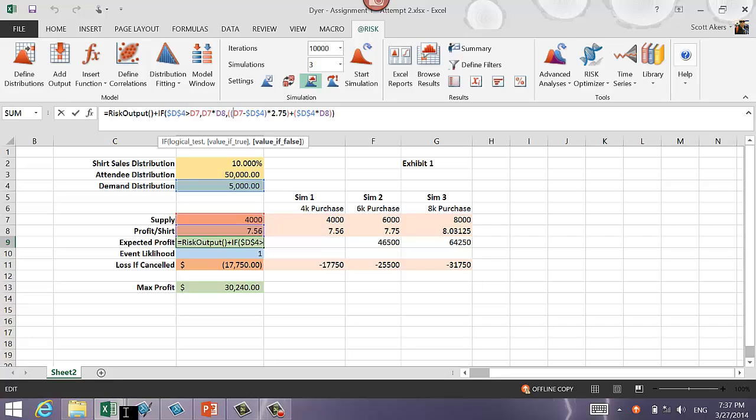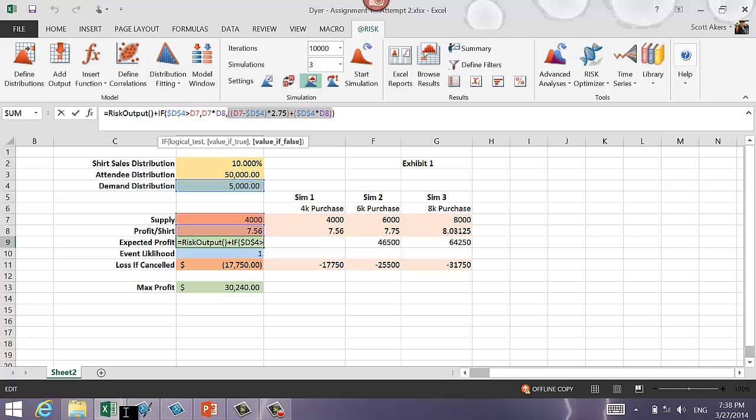And that's basically saying that in the case that your supply, which is 4,000, is greater than your demand, this becomes false. If this becomes false, then you have to do this equation. And this equation is saying that you take your supply and you subtract demand and you multiply that times 275.